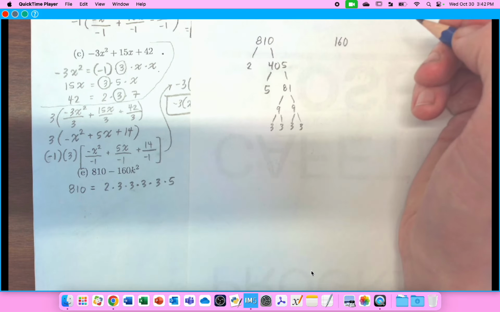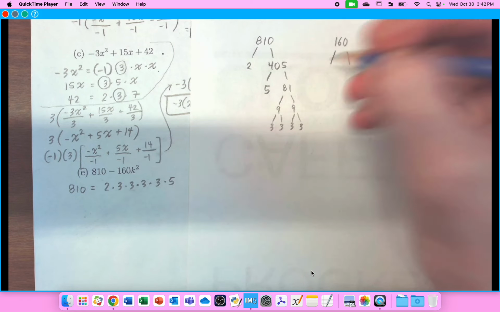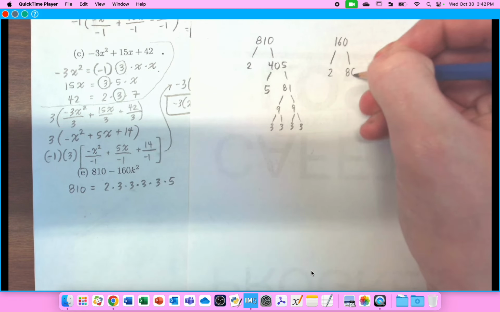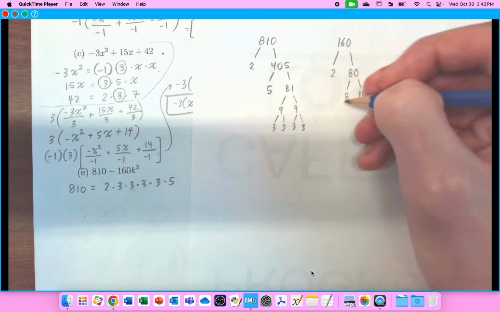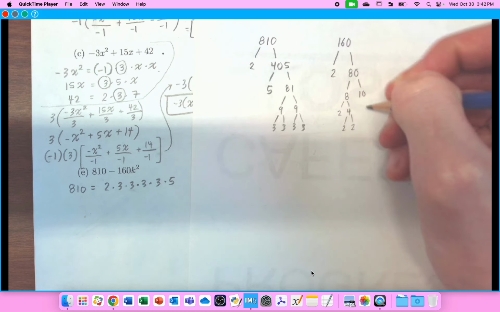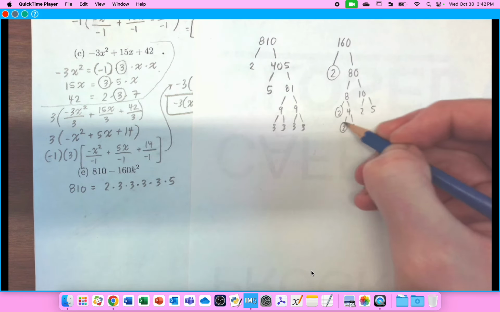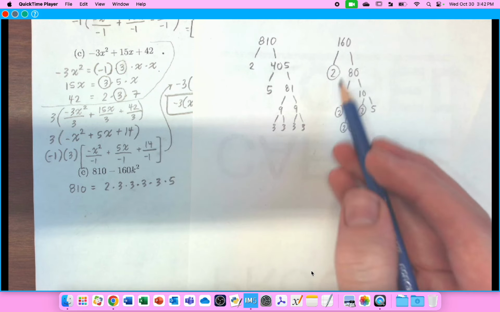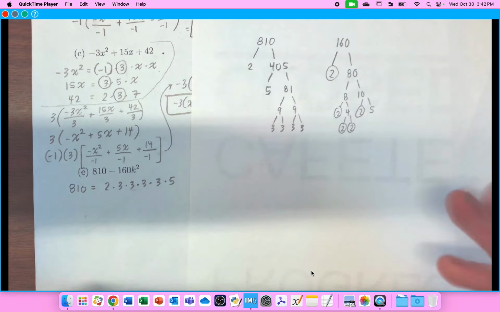160, 280, 8 times 10, 2 times 4, 2 times 2, 2 times 5. Okay, so it's going to be like 2, 2, 2, 2, 2, 5. 2s: 1, 2, 3, 4, 5, and 1 5.